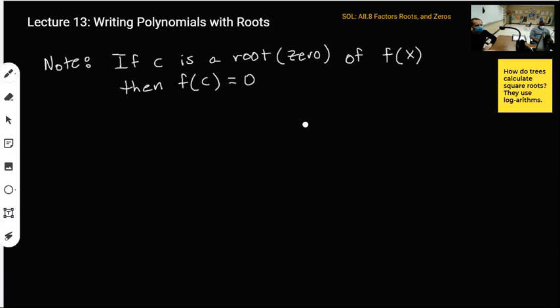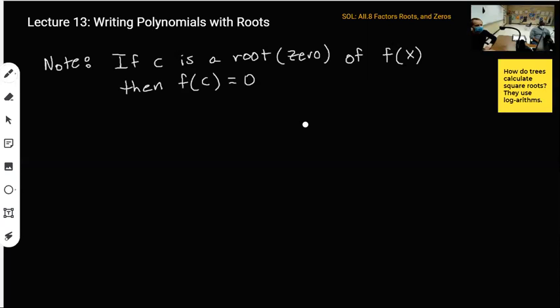So think about what that means. If we know that a number is a root, then we know that the output is always going to be 0, no matter which root we input, right? So when we evaluate this function at C, we're always going to get 0. And that's because at that point where you cross the x-axis, your y value is always going to be 0, right? So pick any point from the x-axis. Your y value is always going to be 0. And that's why f of C is equal to 0.